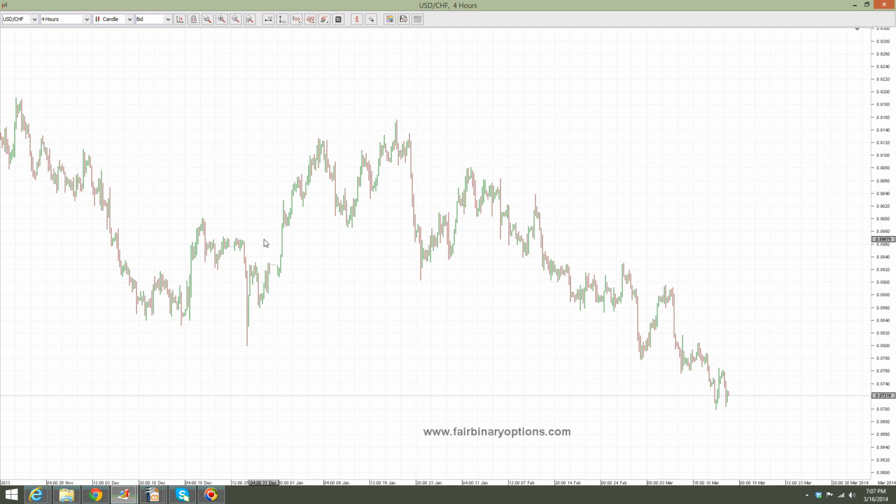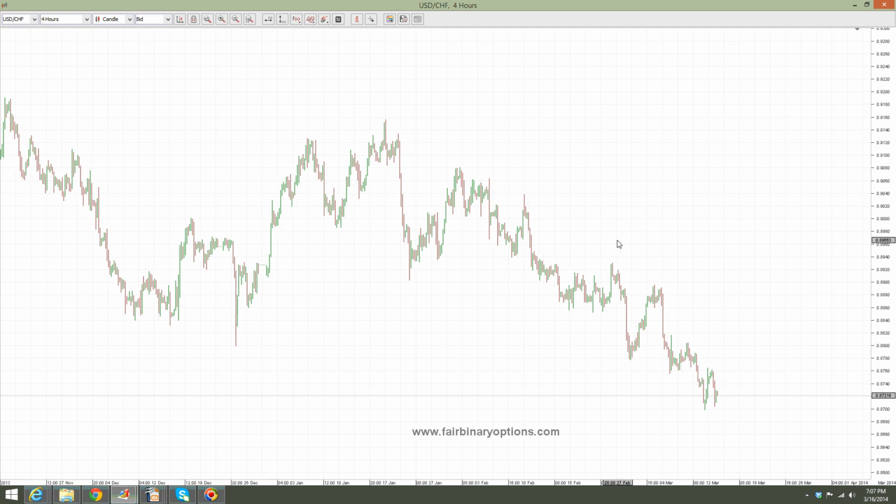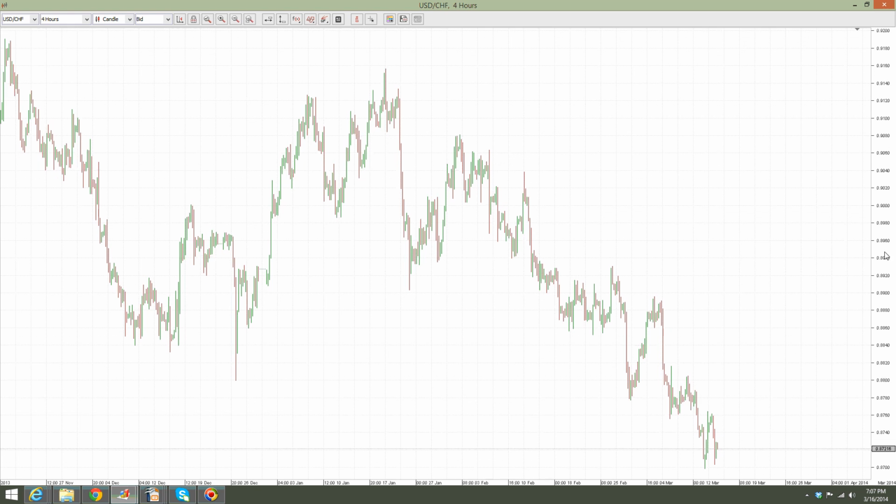But what I would really like to do here on the US dollar Swiss franc is actually to buy call options, not put options. That means a bit of a risk on move for the US dollar Swiss franc, or let's say a risk off move for the general market. So I would say we are hedging a bit against the classical risk assets.